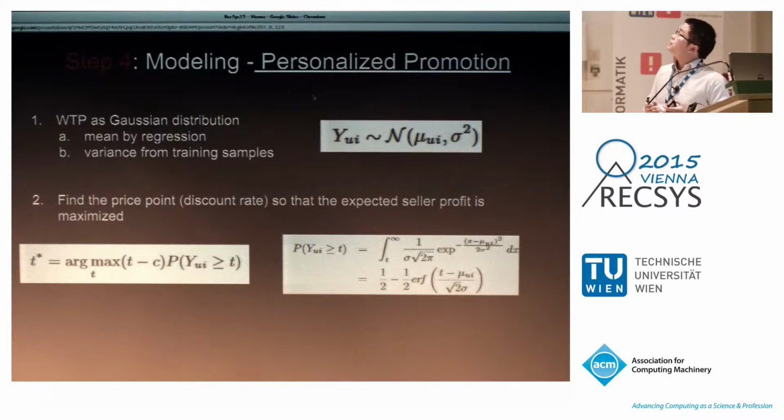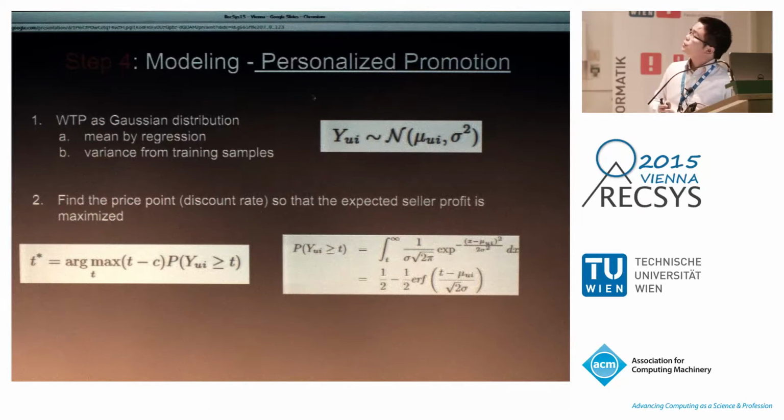Okay, so we are able to predict users' willingness to pay. So we can do more. We can actually personalize the promotion. To do this, we first model willingness to pay as a Gaussian distribution. Its mean is given by the linear regression function, and the variance is computed directly from existing training samples.